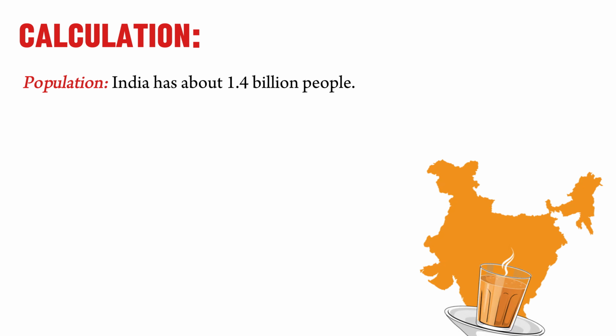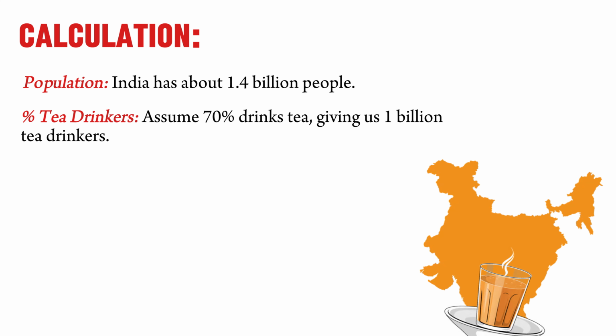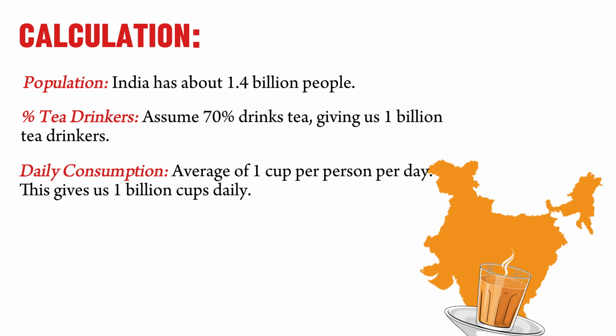So India has about 1.4 billion people and tea is extremely popular in India. So let's assume 70% of the population drinks tea at least occasionally, giving us approximately 1 billion tea drinkers. While some people don't drink tea daily and others consume multiple cups, let's estimate an average of 1 cup per person per day across the country. This gives us 1 billion cups daily.